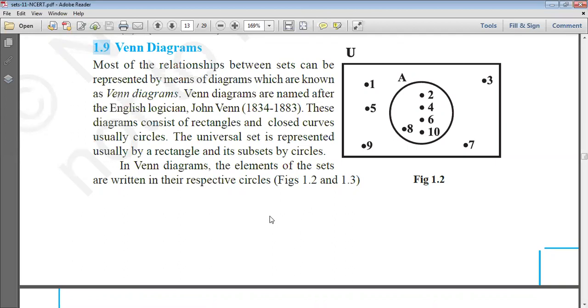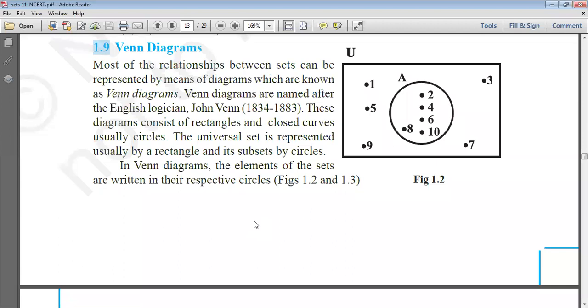Okay, Venn diagram is another representation of a set. We already have two ways of expressing a set, which are set builder form and tabular form. In these two forms, we write the elements in roster form or tabular form. We have to write all the elements using commas within curly brackets. And in set builder form, we have to define the elements. These two types of representation of sets we have already discussed. And this is Venn diagram.